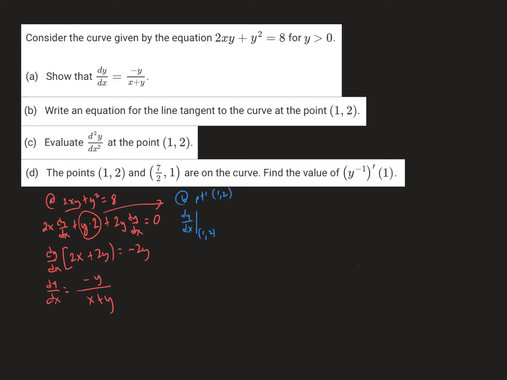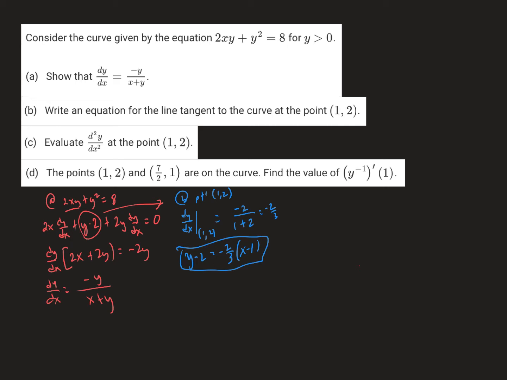So we want the slope at the point 1, 2. So we plug in 2 for all the y's, 1 for all the x's. That's negative 2/3. And so the equation of my line is that.